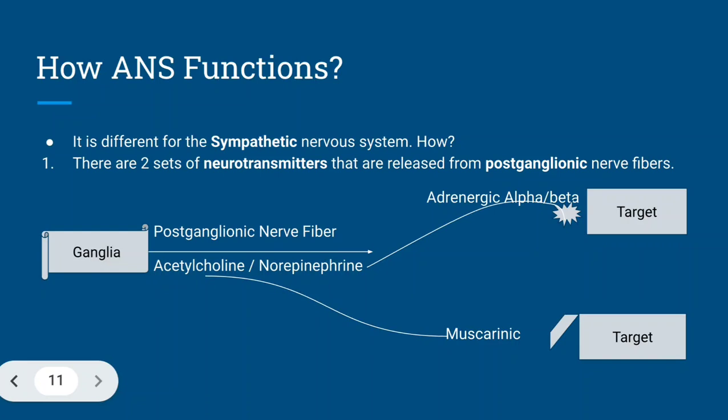The major, or bigger, portion of the neurotransmitters released is norepinephrine. So at the end of the postganglionic nerve fiber, the neurotransmitter that is going to be released is norepinephrine, which is going to be picked up by the adrenergic receptors on the target cells, either alpha or beta, or a combination of both. Or the acetylcholine, which is the smaller portion, is going to be picked up, again, by muscarinic receptors in the target cells.